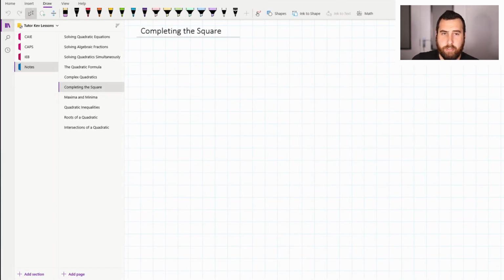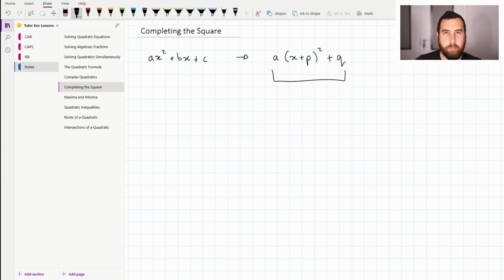Right, so completing the square is a process of converting some quadratic ax squared plus bx plus c into the format of a(x plus p) squared plus q. Now, the process that I'm going to show you works a little bit backwards. It's almost using the form that they wanted you to work with against them by converting it backwards into the original format, the standard quadratic form.